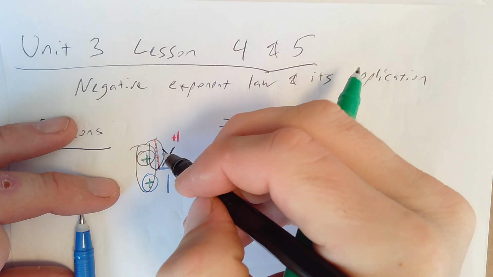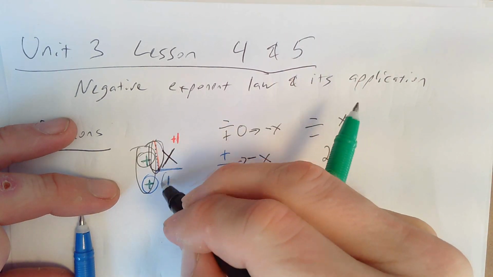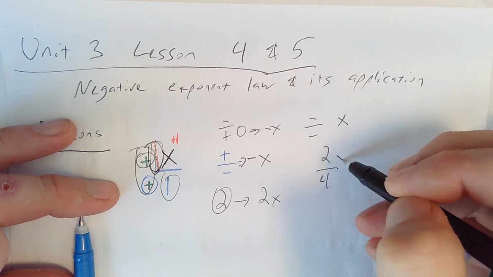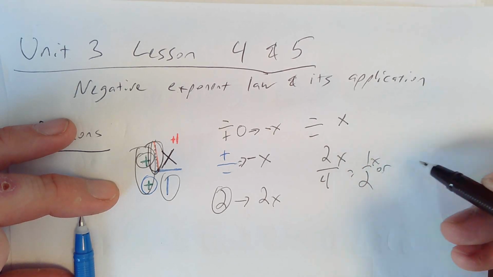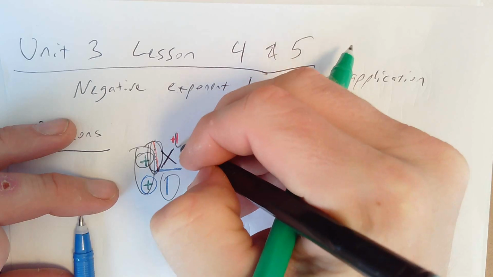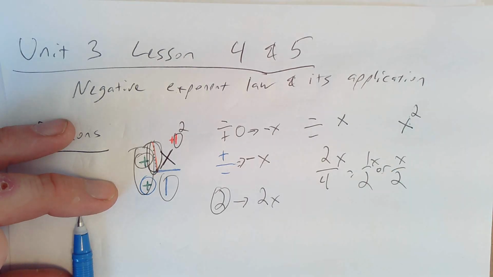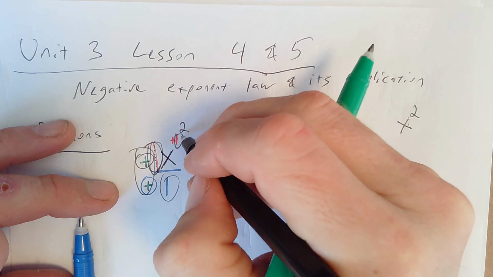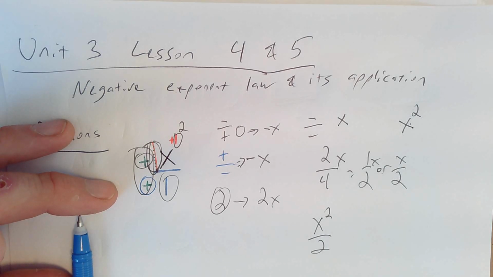If I change the top to a 2 and the bottom to a 4, now it's 2x over 4, so it's 1/2 x or x over 2. So that's a lot of stuff. If I change this 1 to a 2, now it's x squared. If I change this x squared and I change the bottom to 2, now it's x squared over 2. So there's a lot of stuff changing here.